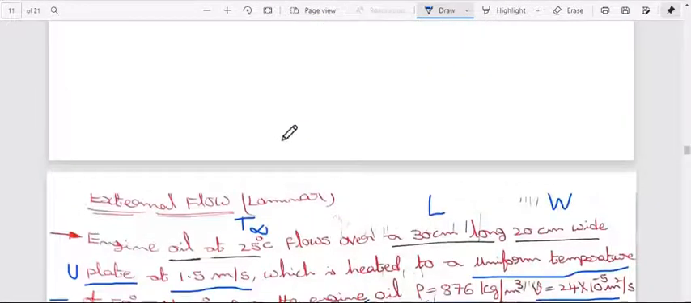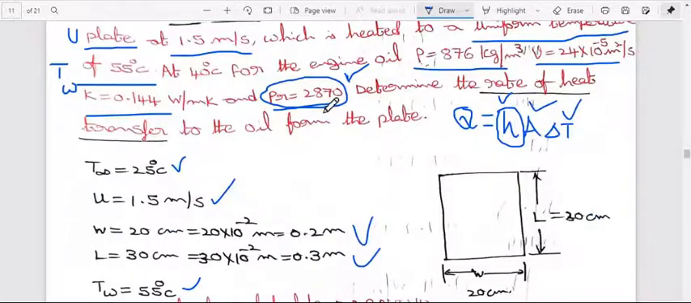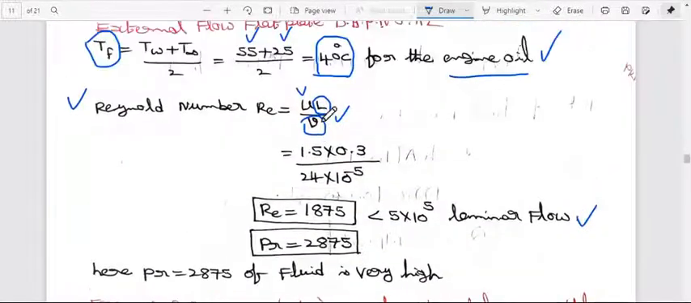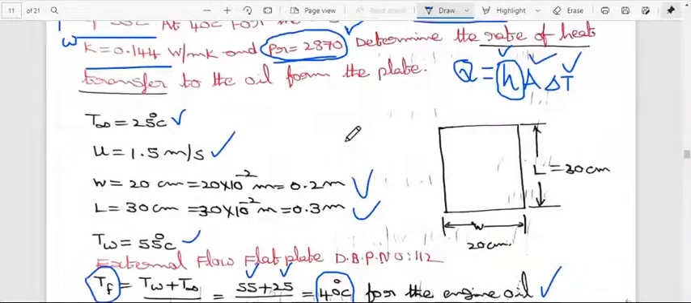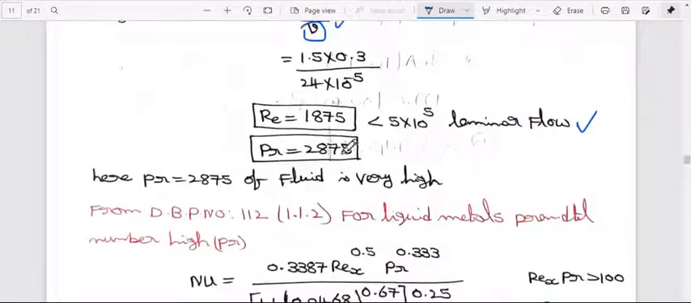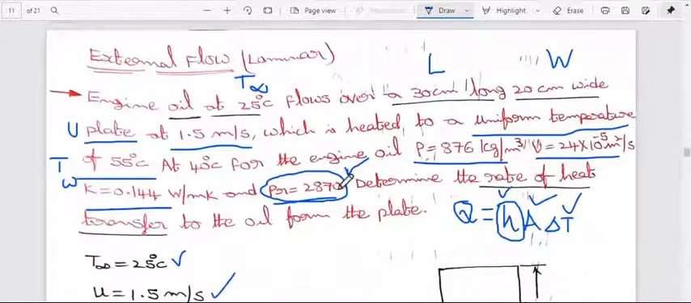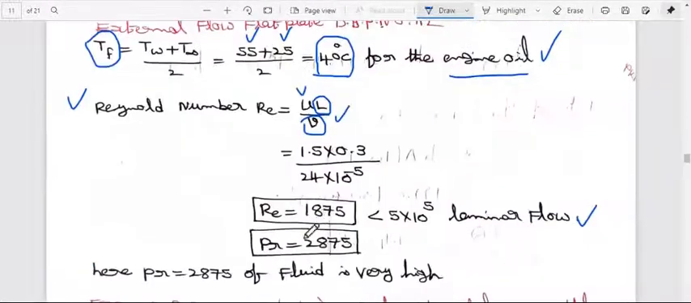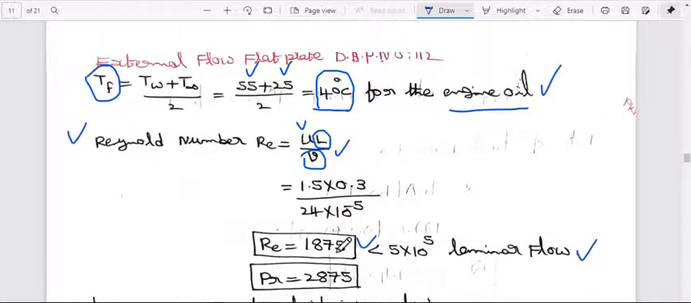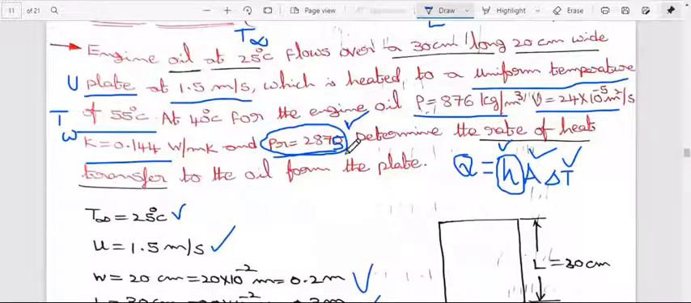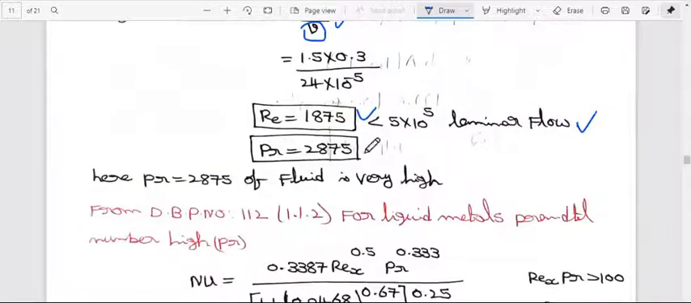So here the Prandtl number is already given. I think this is 2870. I am considering 2875, so we need to change the Prandtl number to 2875. Unfortunately I took 2875, but the exact value is 2870. That's why I am changing the Prandtl number to 2875 in the question. So here this is the Prandtl number. The Prandtl number of this fluid is very high.